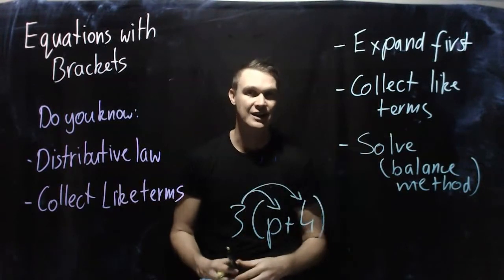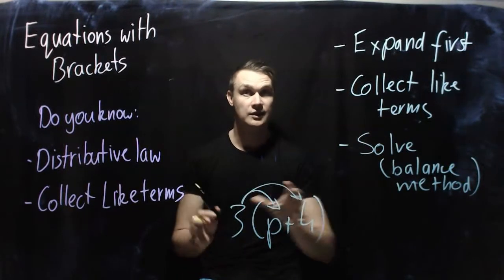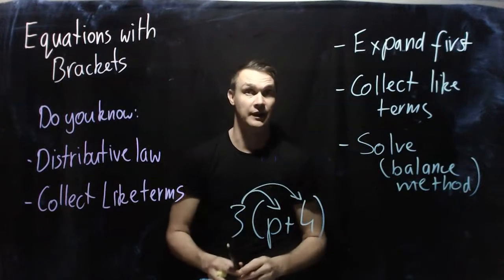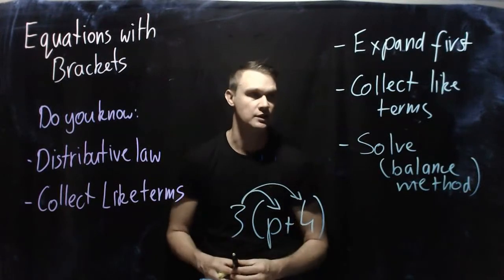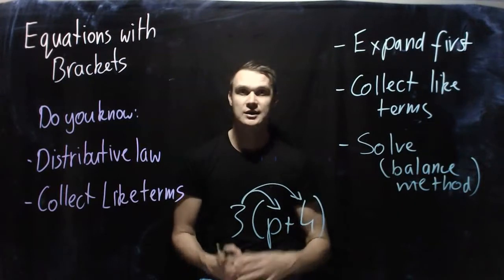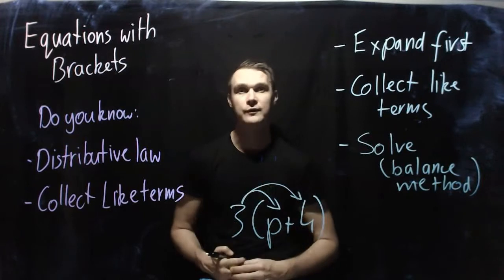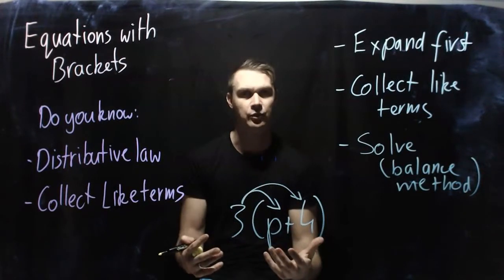The second thing is then to collect the like terms. In some instances, you might have a bigger equation than this. We'll use this as an example, but you might have some other terms that are added to this, and you want to collect the like terms. Then finally, once you've done that, you can solve using the balance method, which we have done previously.